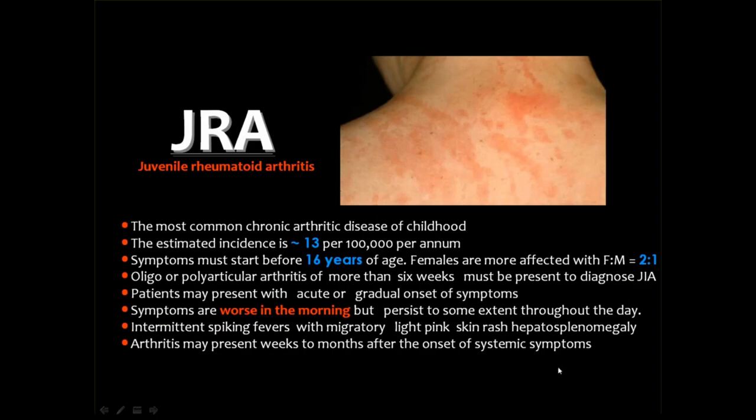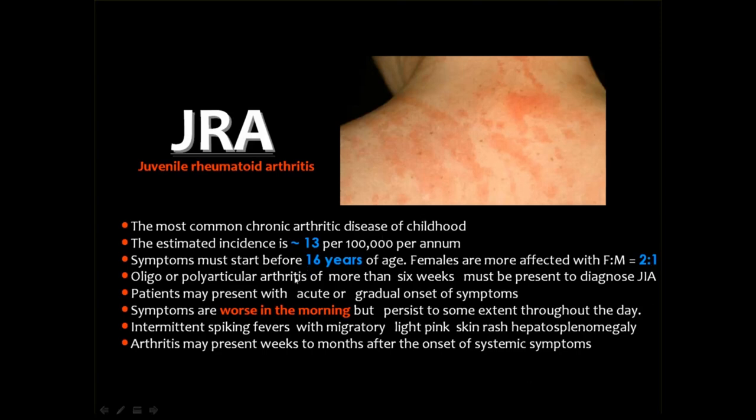Then we came to juvenile rheumatoid arthritis, or juvenile idiopathic arthritis. This is one of the most common chronic arthritic diseases of childhood. The estimated incidence is about 13 per 100,000 annually. For this disease to be diagnosed, the symptoms must start before the age of 16 years, and females are more affected than males.